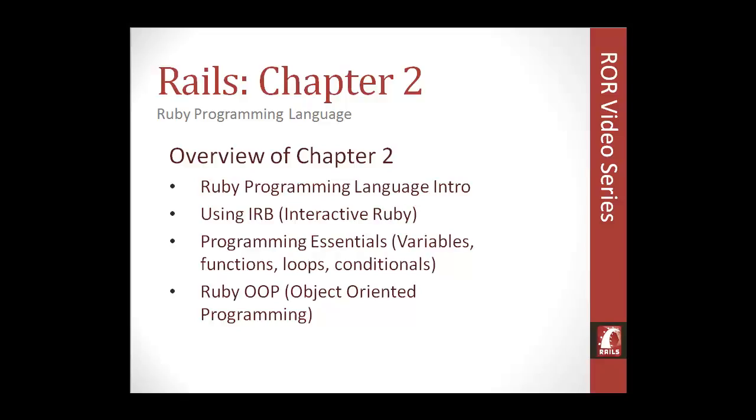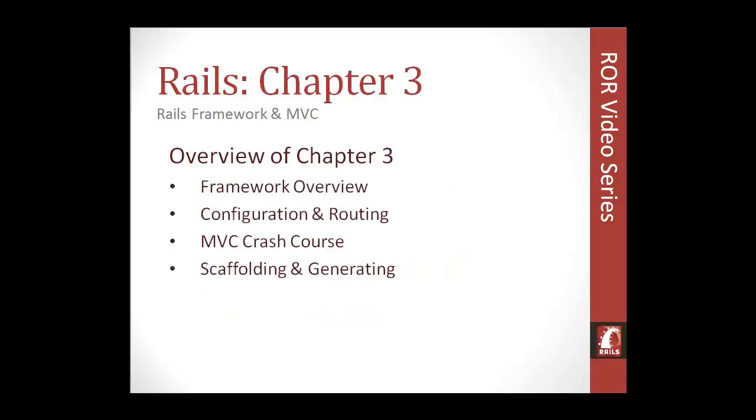We'll be doing the introduction and history of Ruby, and we'll also be using a piece of software called IRB, Interactive Ruby, a program that lets us run Ruby on our Windows machine in a command line. Then we're going to go over some programming essentials, which you probably have a little understanding of: variables, functions, loops, if-else statements. And then we'll go over the object-oriented properties of Ruby. Ruby is actually a pure object-oriented programming language, but you can also do procedural stuff as well. So that's chapter 2.